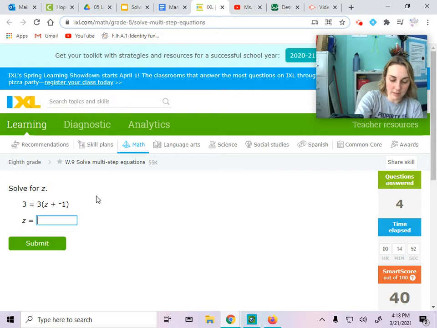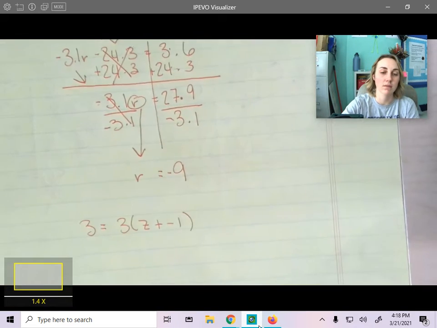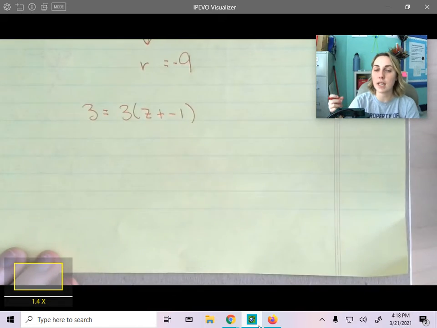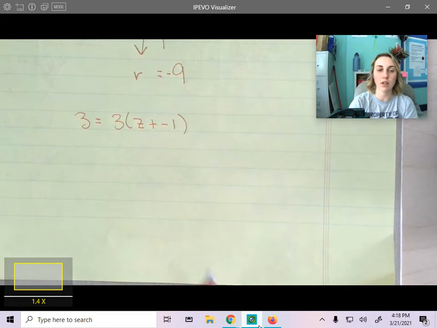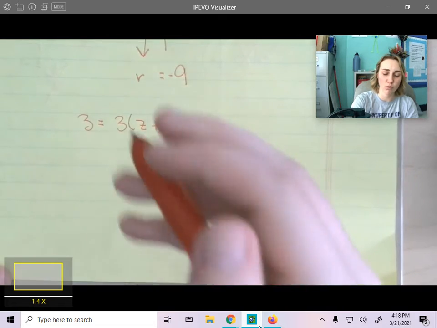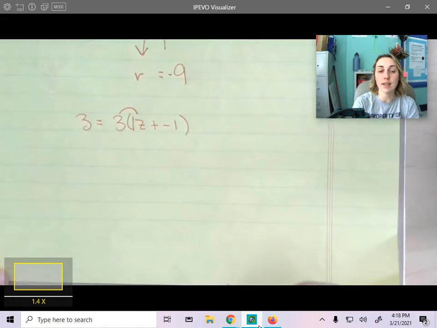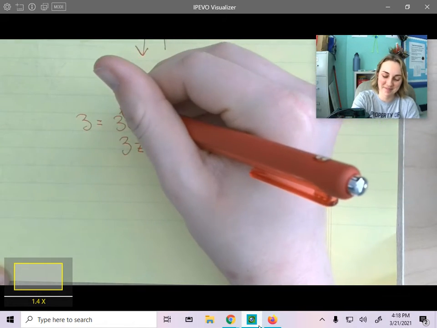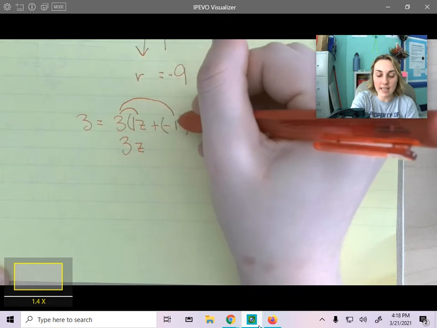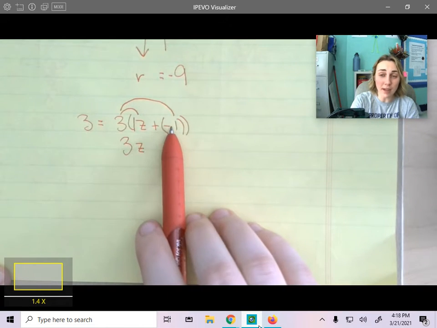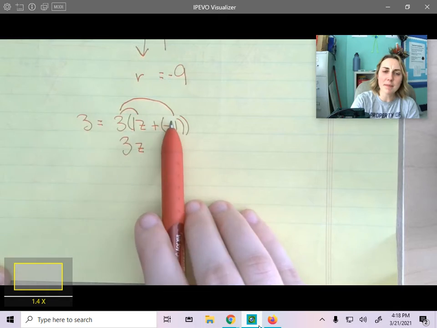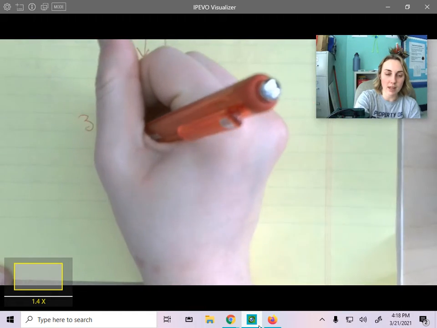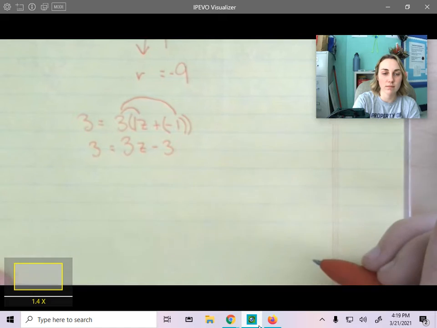We have 3 is equal to 3 times (z plus -1). Okay, so it's freaking out a little bit. That's cool. Let's do this. All right, so again, if you can distribute, you have to distribute first. So in this case, I can go ahead and distribute this. So 3 times 1z is going to give me 3z. And then 3 times a negative 1, because we take the operation directly in front of it, which is this minus sign. 3 times negative 1 is going to give me a negative 3, and I'll bring down this 3 is equal to.